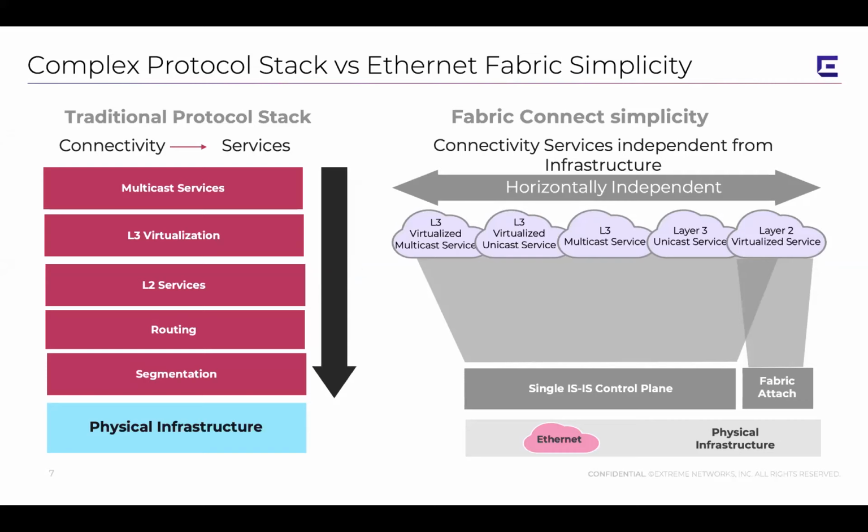With Fabric Connect, on the other hand, the services are all at the same layer, and there's no horizontal dependency between the different services. You could build a network that only provides IP multicast, and you could have many, many IP multicast services running on your network. Or you could build a network that delivers only layer 3 services or layer 2 services, or any combination thereof. You can also see on the far right side something called Fabric Attach, and my colleague Emre will discuss that in more detail afterwards.